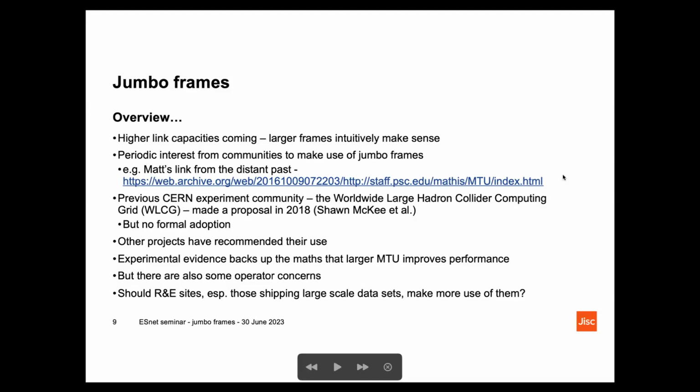The flip side is that there are operator concerns. We do come across sites that have tried implementing 9000 MTU and run into issues, and people are a bit nervous. Networks are now so critical that any change has to be given due consideration, and problems and concerns make people nervous. But I'd hope that most of the people on the call would like to see more use made of jumbo frames, so hopefully we can have a good discussion and see what we can do towards that.